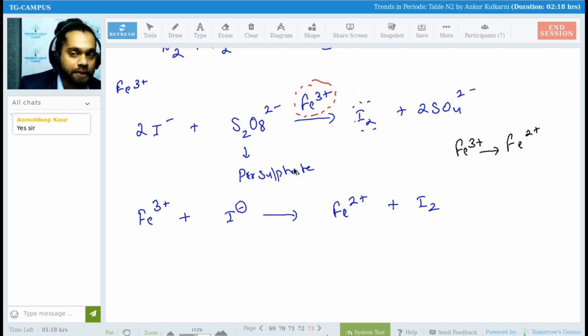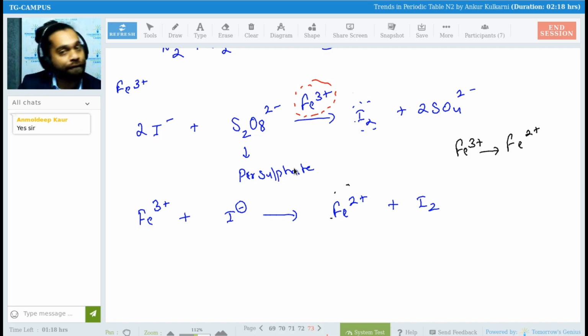Fe3+ to Fe2+. Yes, it is nothing but reduction. Perfect. It is reduction. Now, over here, yes, your iodine gas you have got. But Fe2+ is not your catalyst. What is your catalyst? Your catalyst is Fe3+. You do not want Fe2+ again.